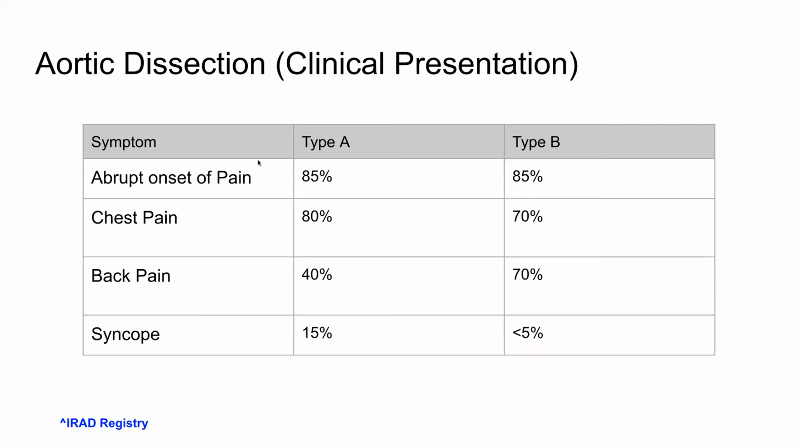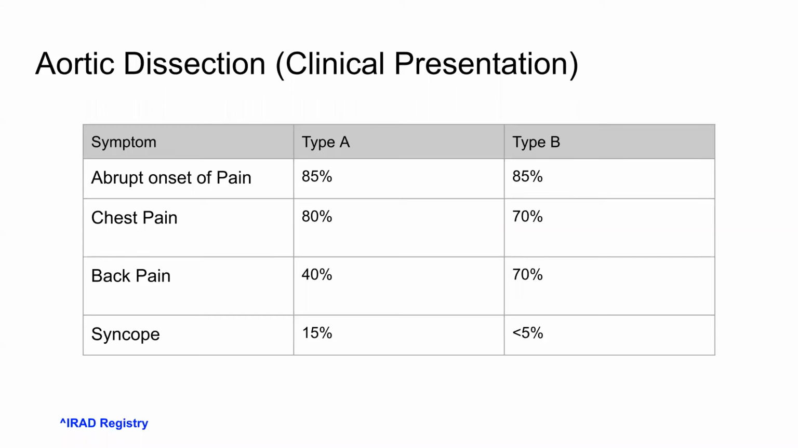Now, as far as symptomatology, the data we have for aortic dissection comes from something called the IRAD registry. The IRAD registry was developed and led by the University of Michigan. It's 12 centers in Europe, which enrolled all patients who have acute aortic dissection as a registry. And from that registry, most of the data that we know about aortic dissection comes.